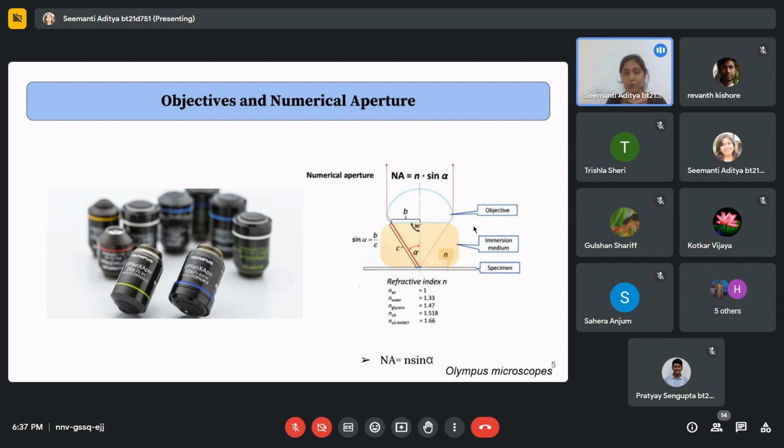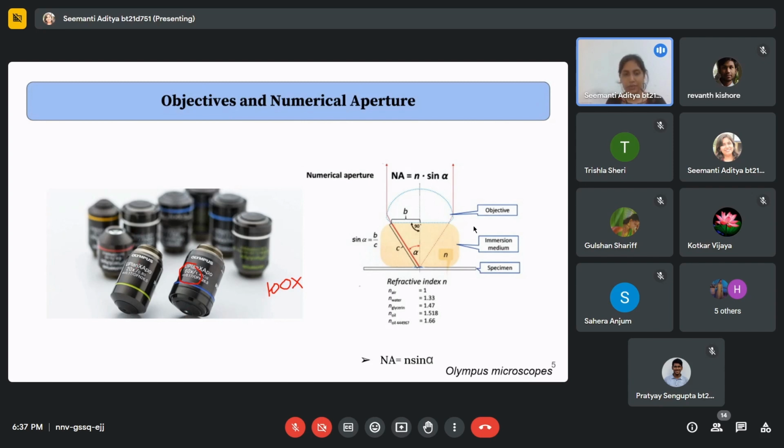We have objectives like 20x, we have 10x, 40x, and even higher magnification like 60x or even 100x. So microscopes with higher magnifications, 100x or 60x, cannot use just air as the medium for seeing the cells, because of those objective lenses that we have.